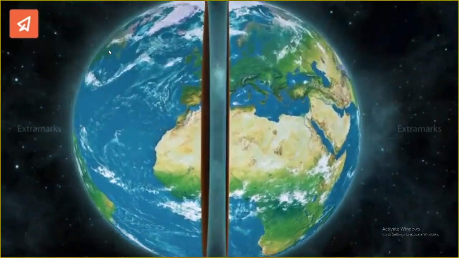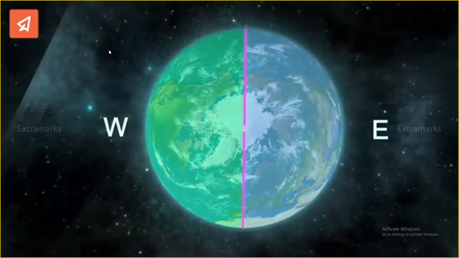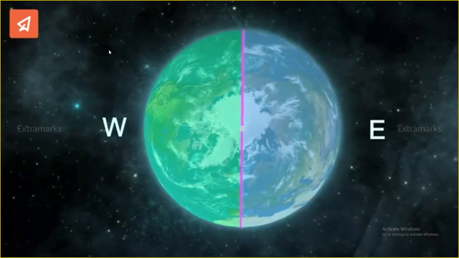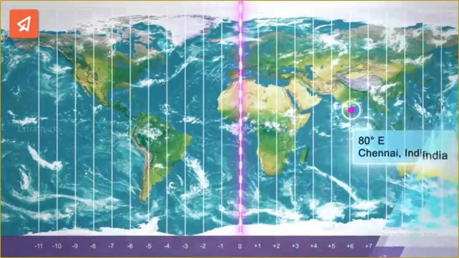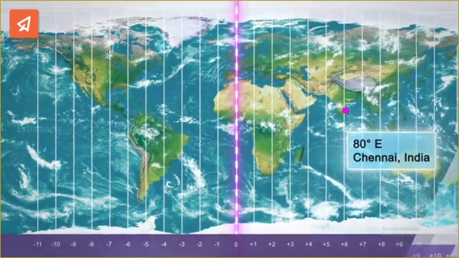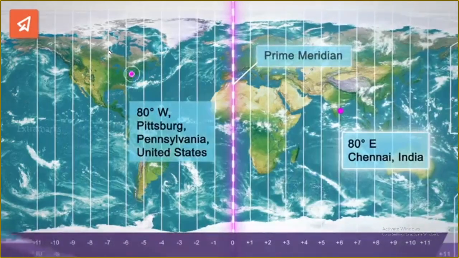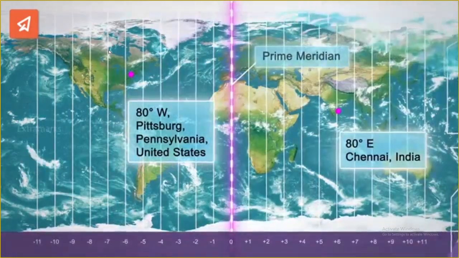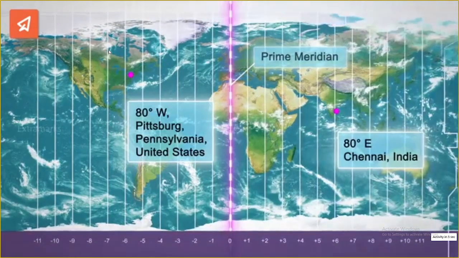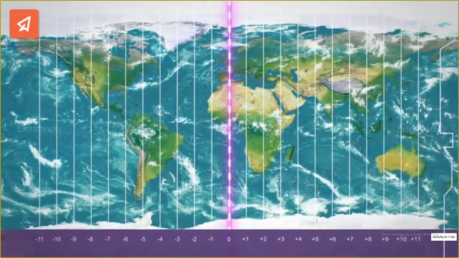Except for the prime meridian and the international dateline, the suffix E or W appears after the number given for the longitude. For example, 80° east, the line passing through Chennai, India, is located at an angular distance of 80° east of the prime meridian. 80° west, which passes through Pittsburgh of Pennsylvania in the United States, is located at an angular distance of 80° west of the prime meridian.